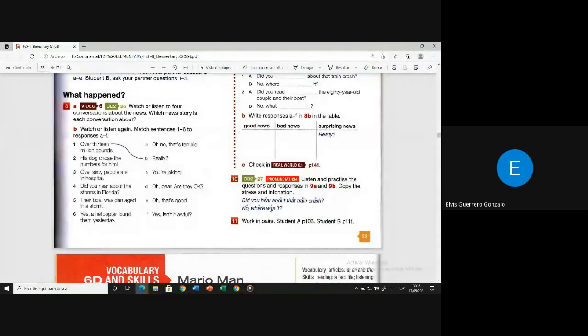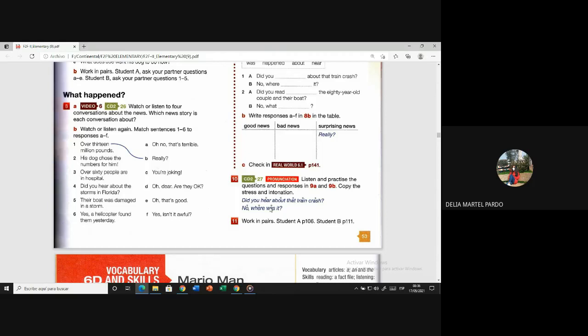Over 13 million pounds. Really? Number 2, his dog chose the number for him. You are joking. Estás bromeando, ¿no? You're joking. Over 60 people are in hospital. Oh no, that's terrible.